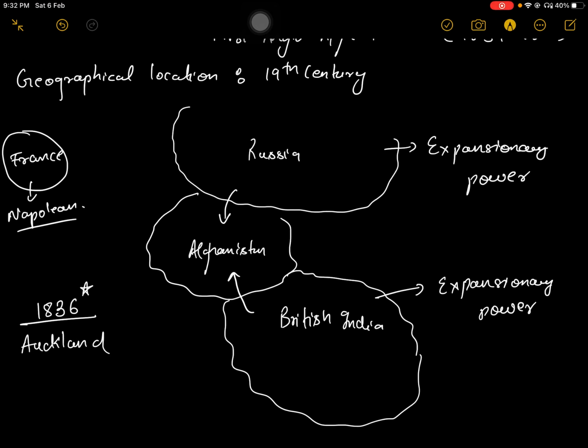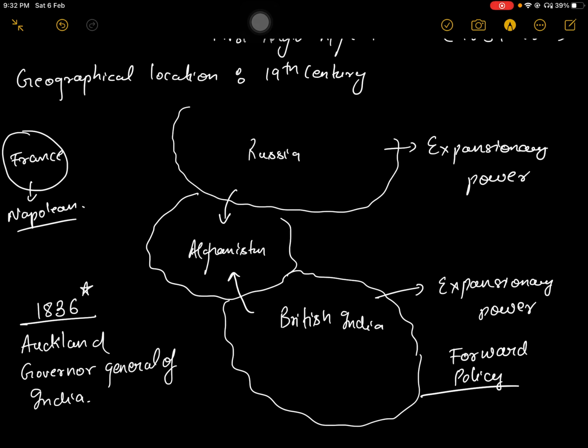Auckland, who is now the Governor General of India. This Mr. Auckland said that we should do something about this situation. Or maybe he was told by his masters to go and control the situation of the frontiers of India. Russia can invade India. Okay, so he came with a forward policy. Forward policy, a very important policy of Auckland.